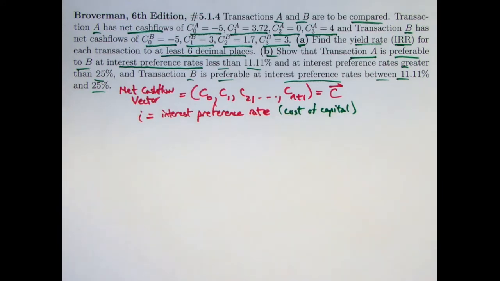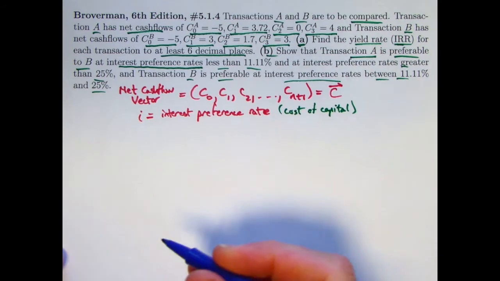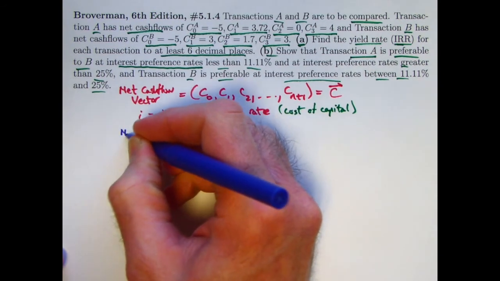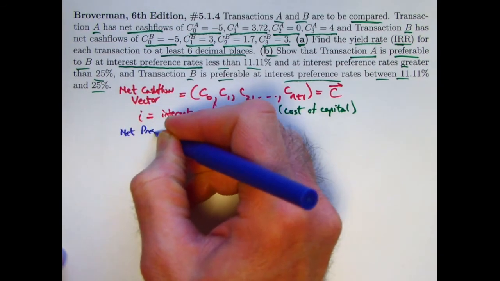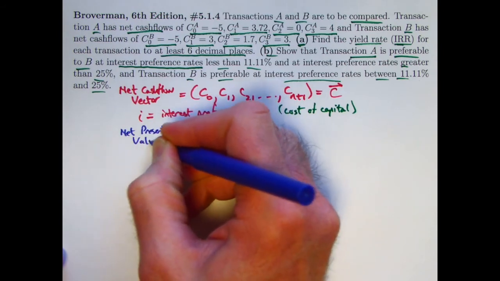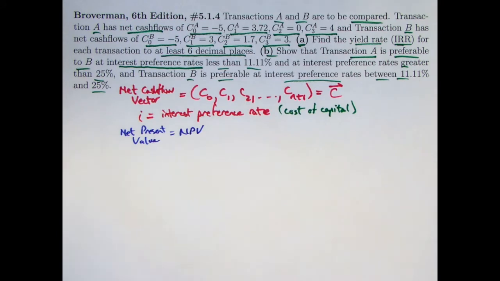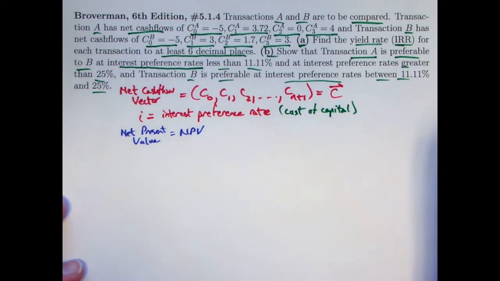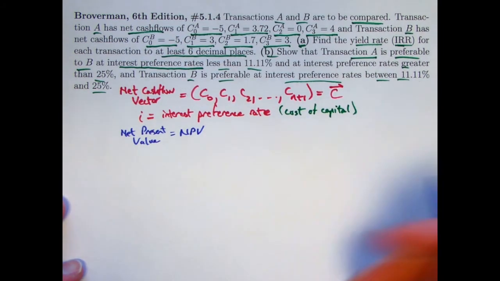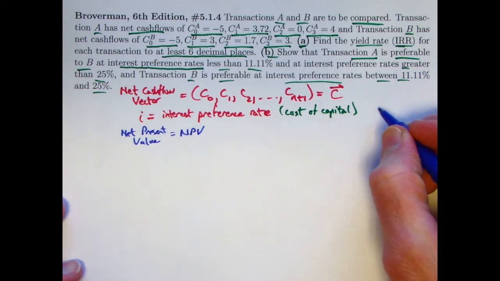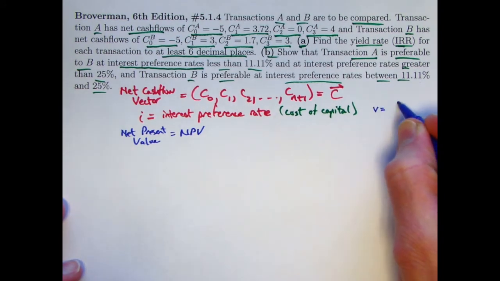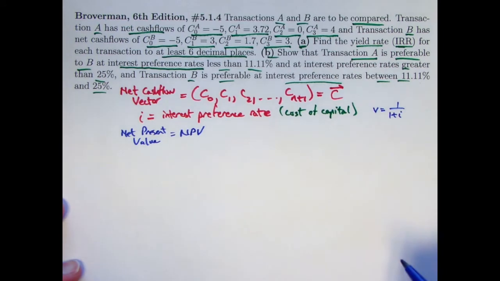And then we also have, for the given cash flow vector and the given interest preference rate, a net present value, NPV, which is really something we've been thinking about a lot. It's really just the present value of this cash flow, of this transaction, at the given interest preference rate, based on the corresponding discount factor, V being 1 over 1 plus I, as usual.